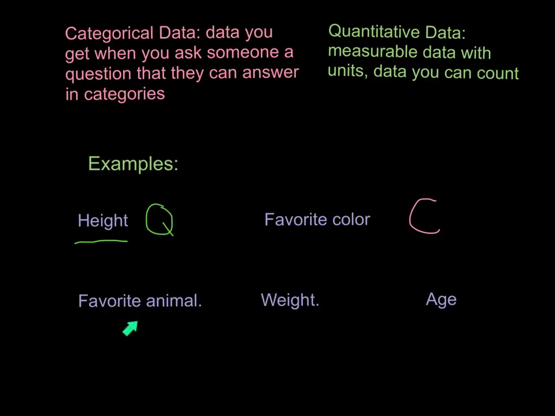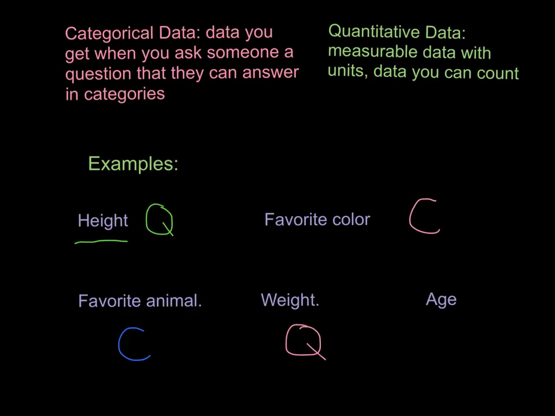Next one, favorite animal. Same thing with that one, you can't really measure your favorite animal. That's going to be categorical because you would answer in cheetah, tiger, dog, cat, fish, everything like that. Next one, weight. Weight we can measure in pounds or grams depending on what we're talking about. We can measure that and count that, so that would be quantitative.